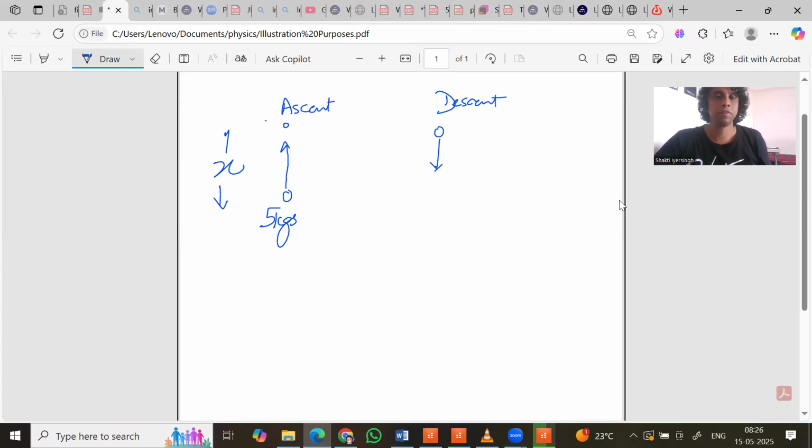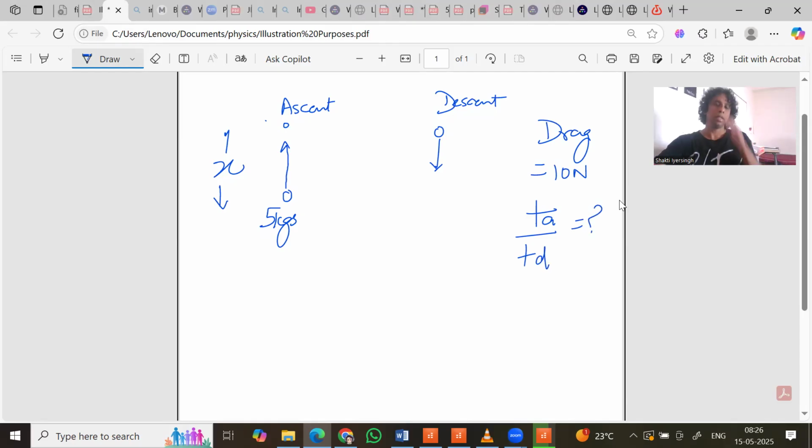We're not given the initial velocity, but what we're given is there is drag, air resistance of 10 newtons. And what we need to find out is the ratio of the time of ascent to the time of descent. It's an interesting problem. Let's see how to go about it. I'll give you a couple of minutes to take a dig at it yourself.